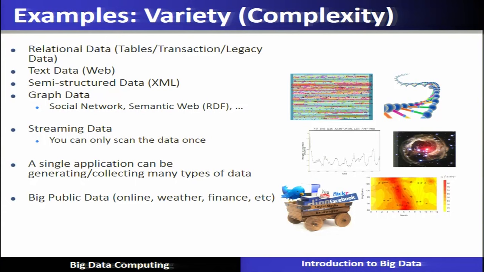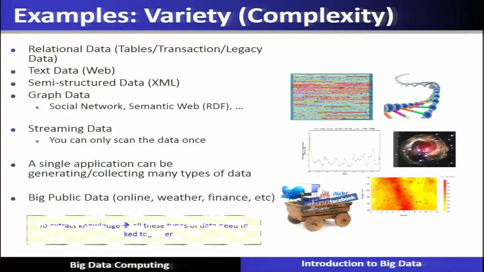Together, these different varieties of data add different complexity to big data computation, but they are very much needed for decision making in an organization. To extract knowledge out of this variety of data, all these types of data need to be linked or correlated together to gain meaningful insight out of these correlated events or activities.